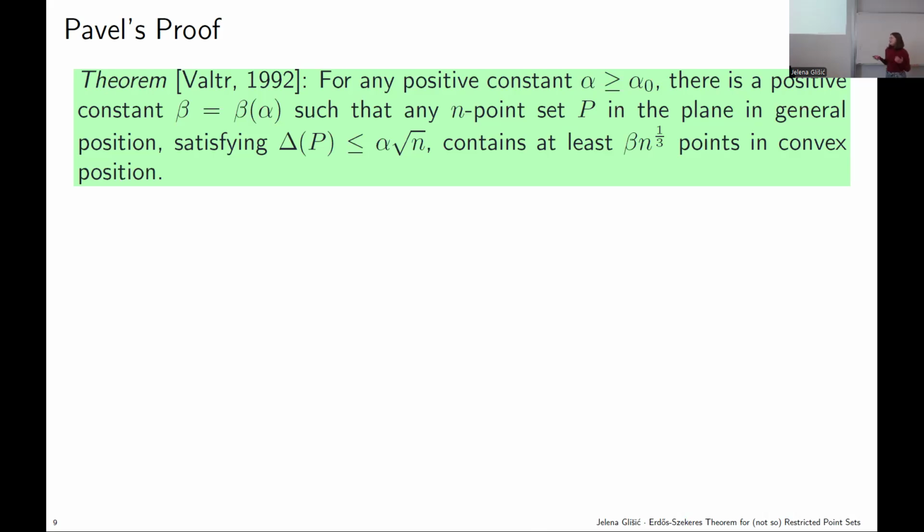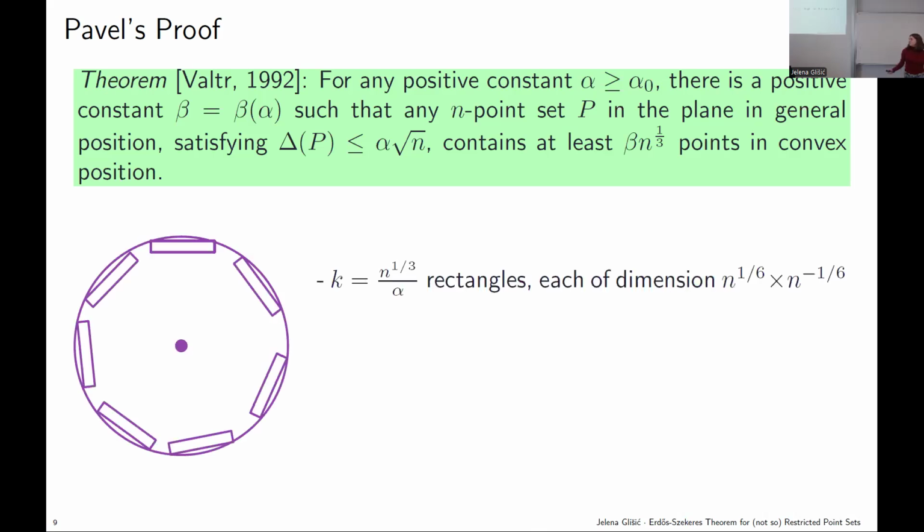So once again, we have a point set which is dense, meaning that the diameter is alpha square root of n for some alpha. So let's show that we have this many points in convex position.